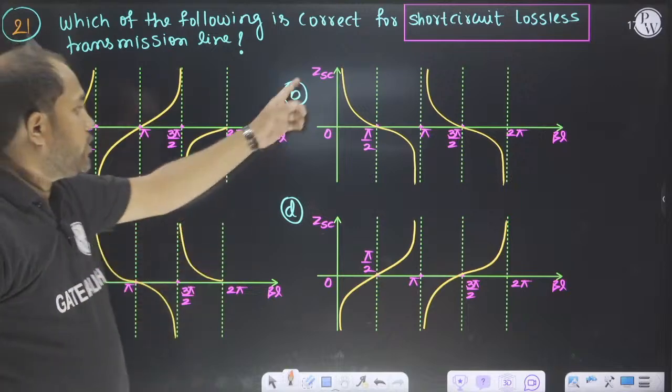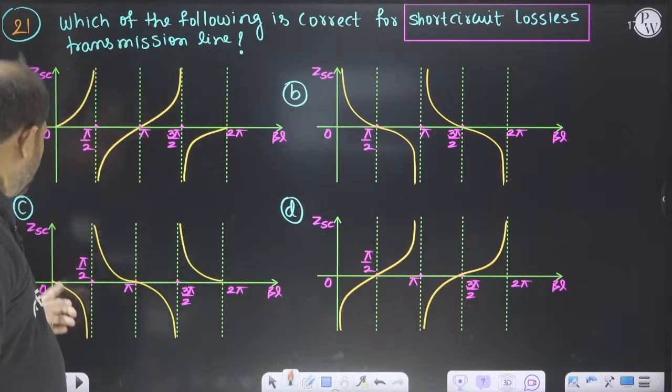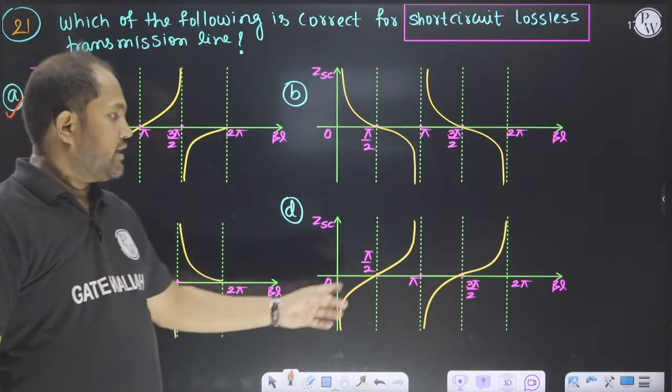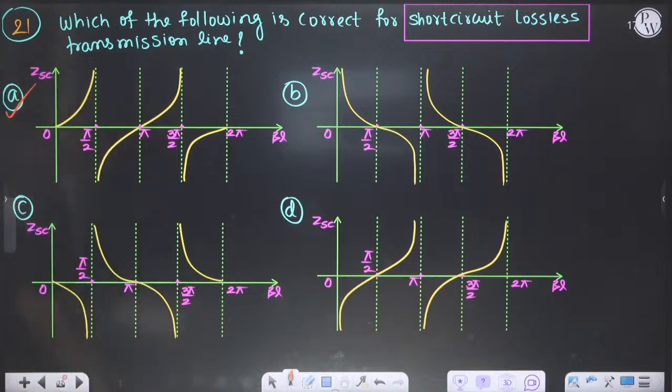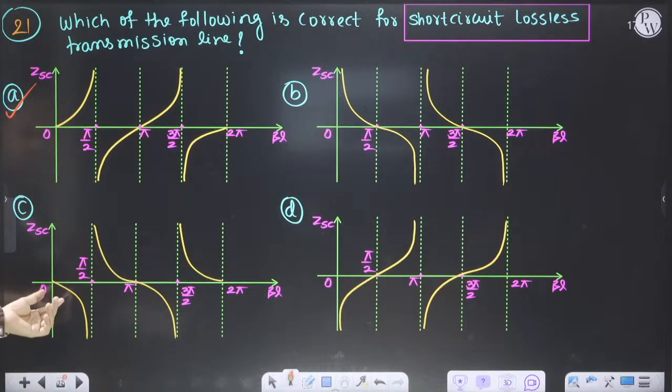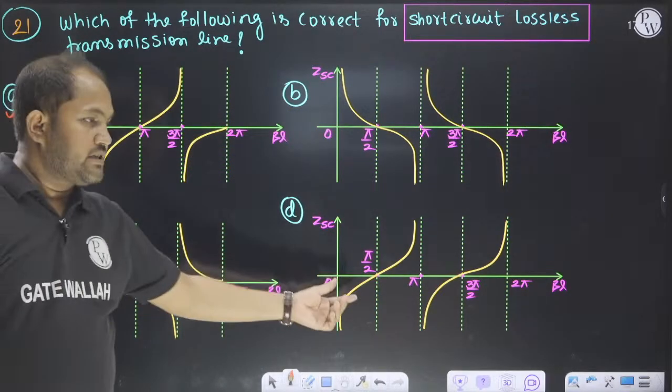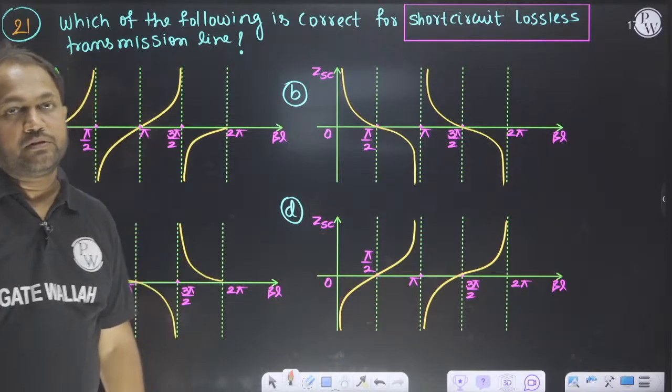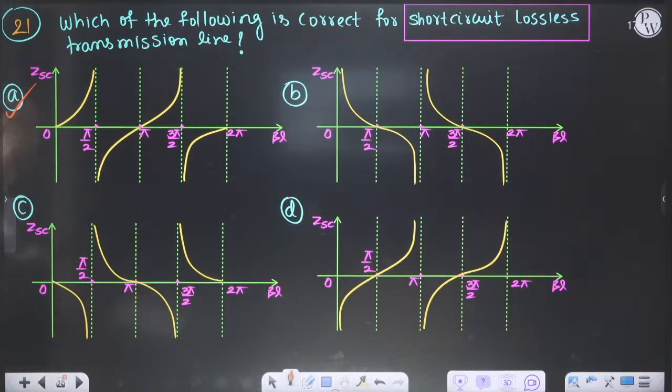Here it is the cot theta graph. This one is the minus cot theta graph, and this one is the minus tan theta graph. So this one is the tan theta graph, this one is the cot theta graph, this one is the minus tan theta graph, and this one is the minus cot theta graph. So our answer will be the tan theta graph.